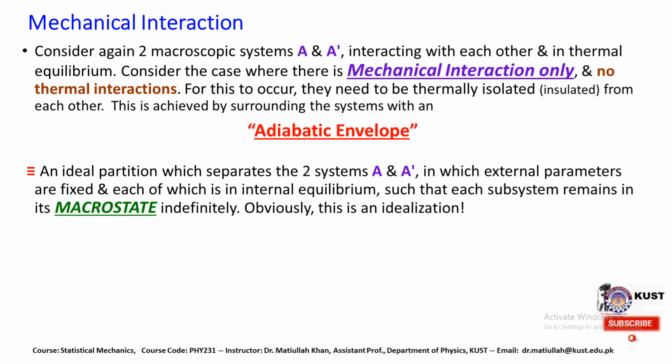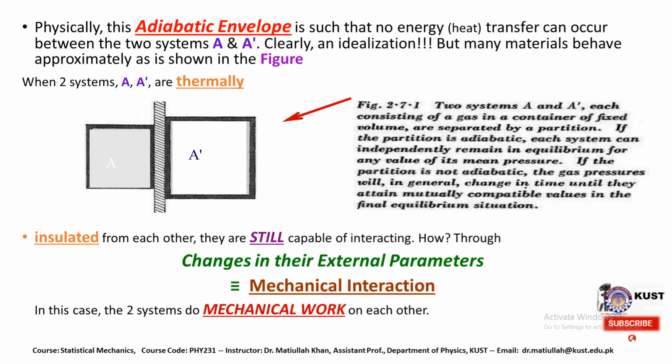Definitely when there is some sort of mechanical interaction, some thermal interaction will also occur, but what we are considering is the ideal situation, where there is no thermal interaction, only mechanical interaction. This is an ideal situation, and it is very hard to make an arrangement for such an interaction. So we are considering an ideal mechanical interaction only, where physically this adiabatic envelope is such that no energy or heat transfer can occur between the two systems, that is A and A dash.